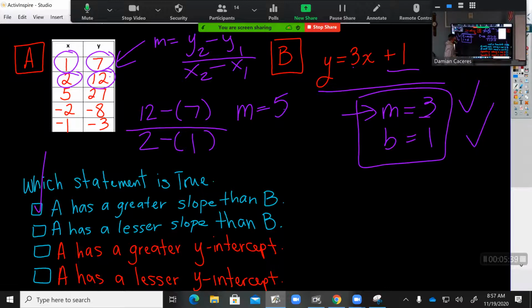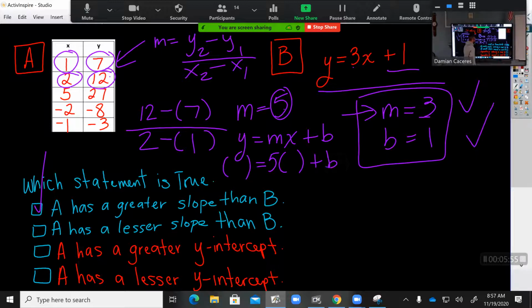Now, here we have the y-intercept, but on the table we don't. In order to find the y-intercept, you have to write y equals mx plus b, and replace the m with 5, and replace the x and the y with the information on any of these points.